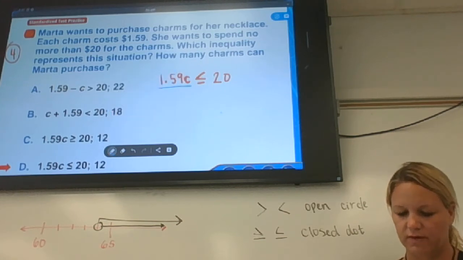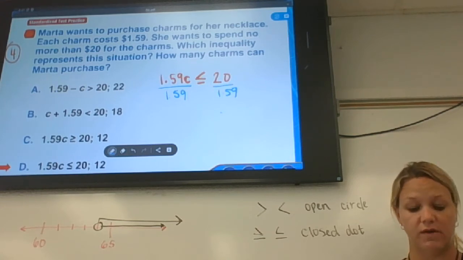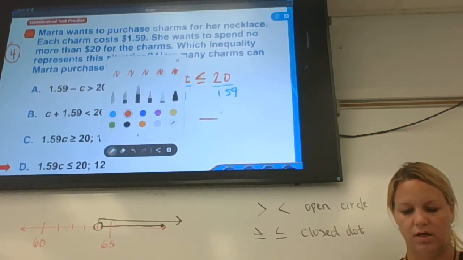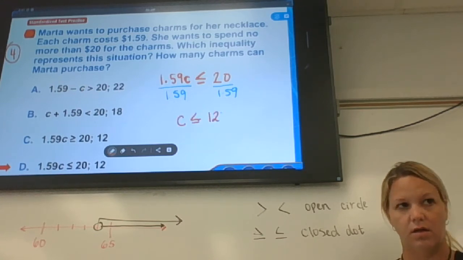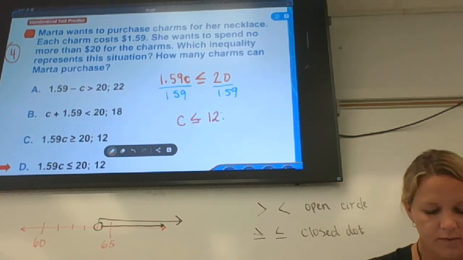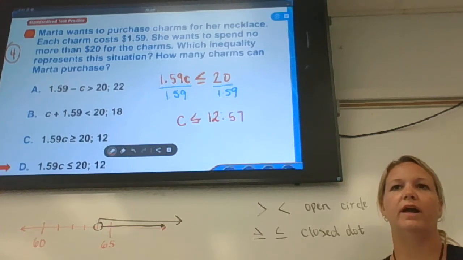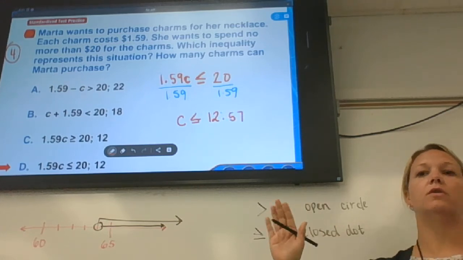What's 20 divided by $1.59? Do you know 20 divided by $1.59? It's 12.578616. Okay, so let me just talk about this rounding issue for a moment.